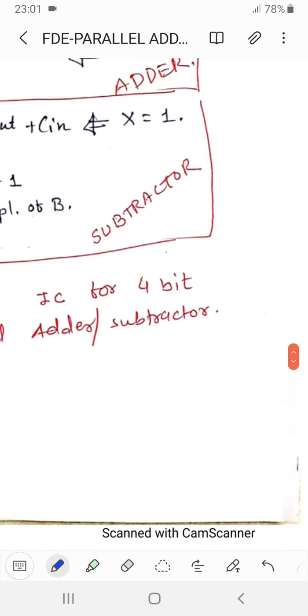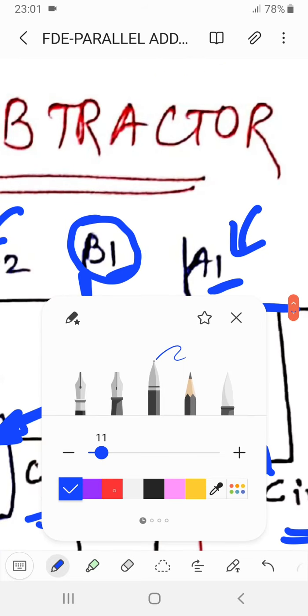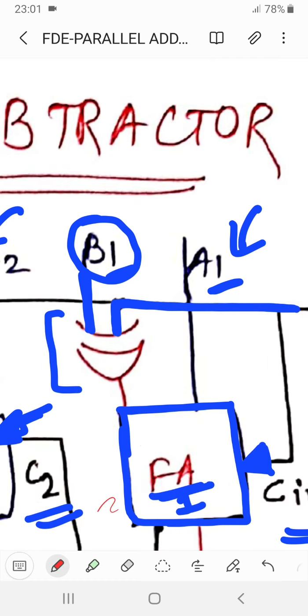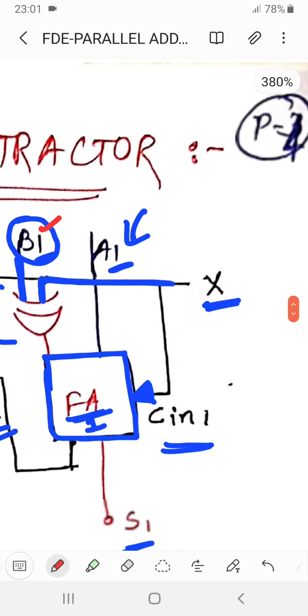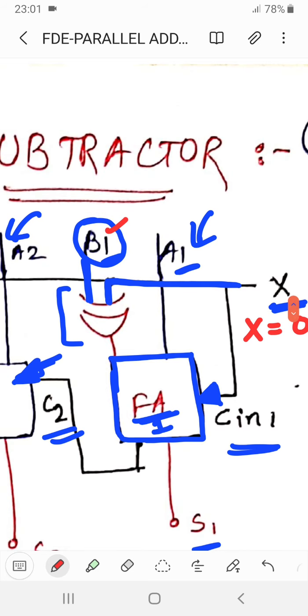So if we check this concept here properly, let me check this concept. Here this B1 is here. Now I am using my X equal to 0. So we know that if I am putting this 0 here, the XOR operation automatically gives me B1 as it is here. So this is B1 and this is my A1.